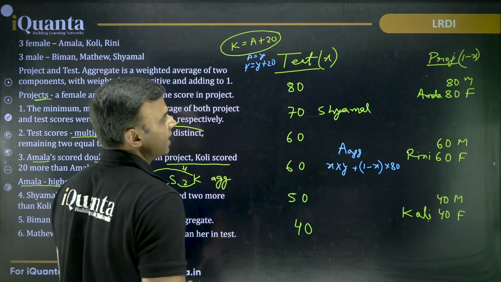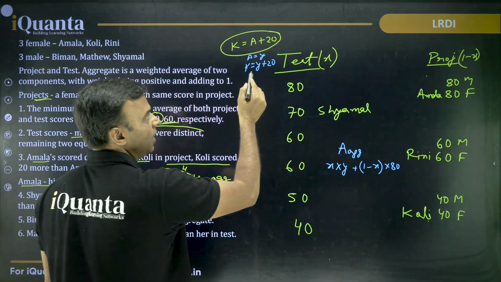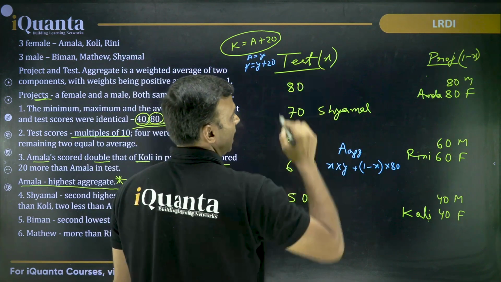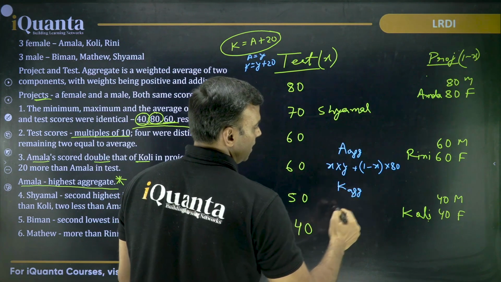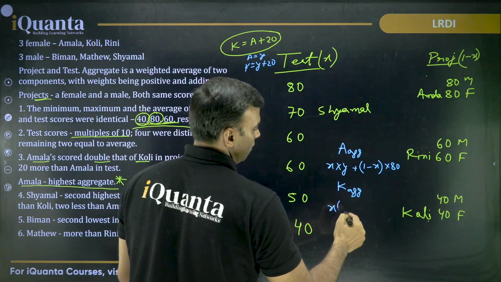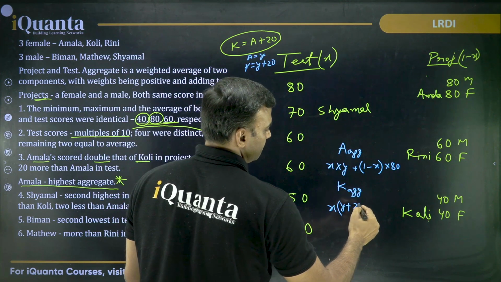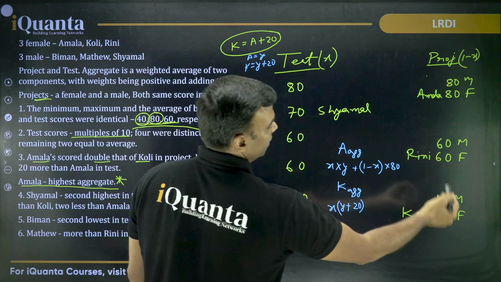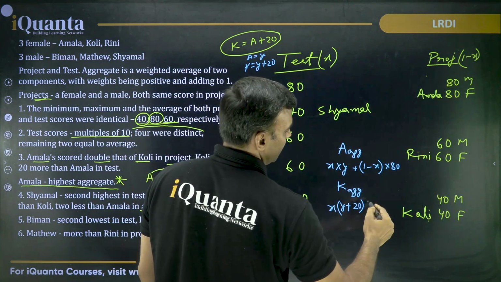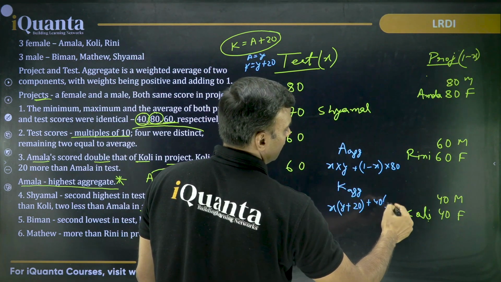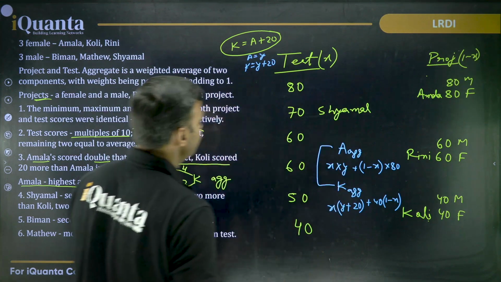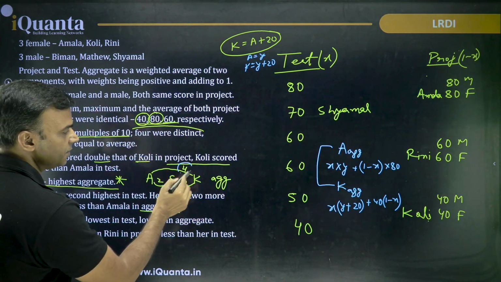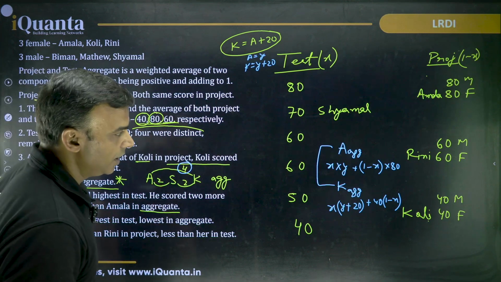Now, Kohli's aggregate score. How do I calculate Kohli's aggregate score? Test score is y plus 20 and weightage is x. So, Kohli aggregate score is x into y plus 20, and Kohli's score here is 40 and the weightage is 1 minus x. So, plus 40 into 1 minus x. You need to understand that the difference between these two is 4. The difference between these two is 4. Okay. So, how do I use it?